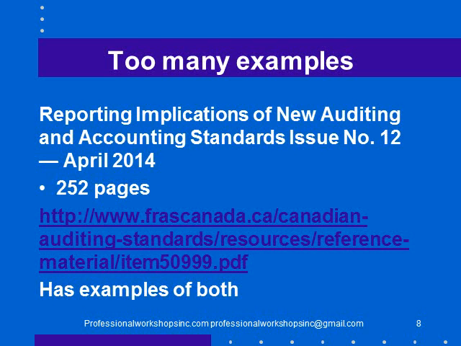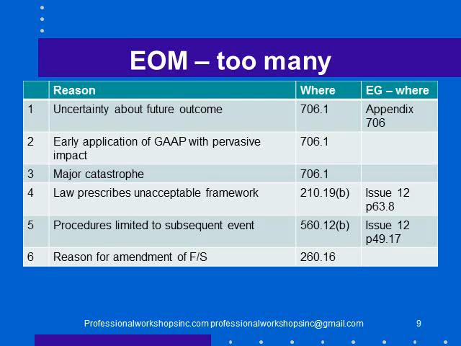So again, too many examples: reporting implications of new auditing standards, 252 pages. There's the URL, and there are examples of both other matter and emphasis of matter paragraphs in that document. So if you're trying to find them, there's a place that you may find some. Here I list the rather too many requirements for an emphasis of matter paragraph, and I provide the handbook reference, and if there is an example that I found in professional standards, I've pointed you to it. Where it says issue 12, that's the document I just referred to. So that has a number of these.